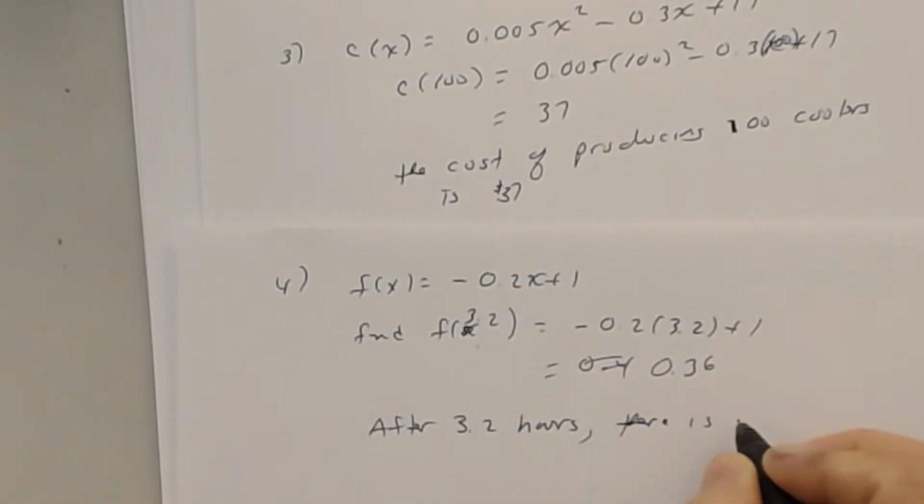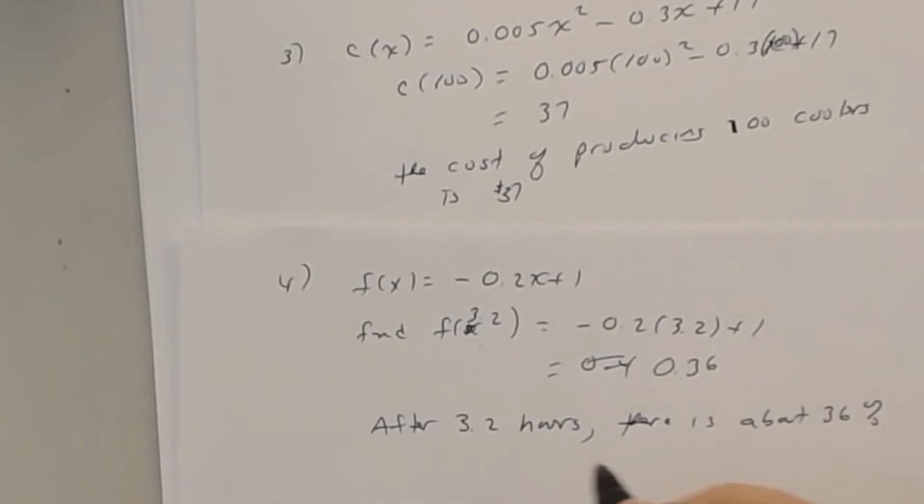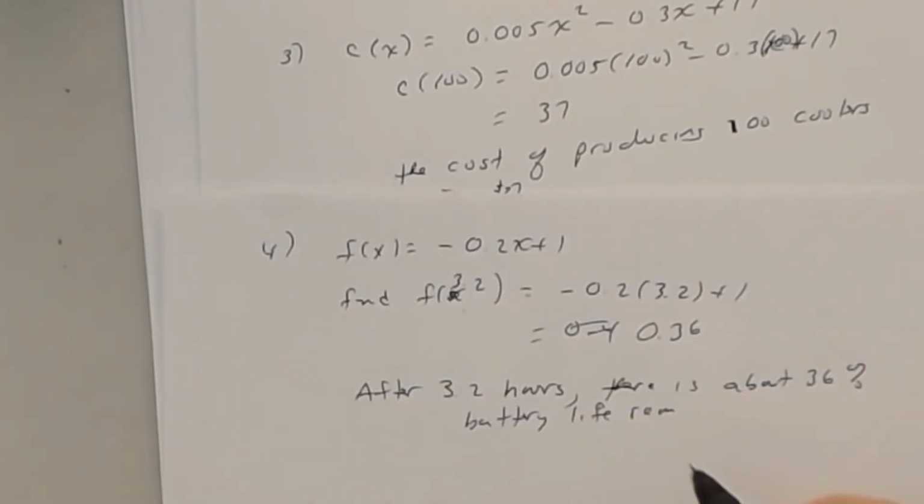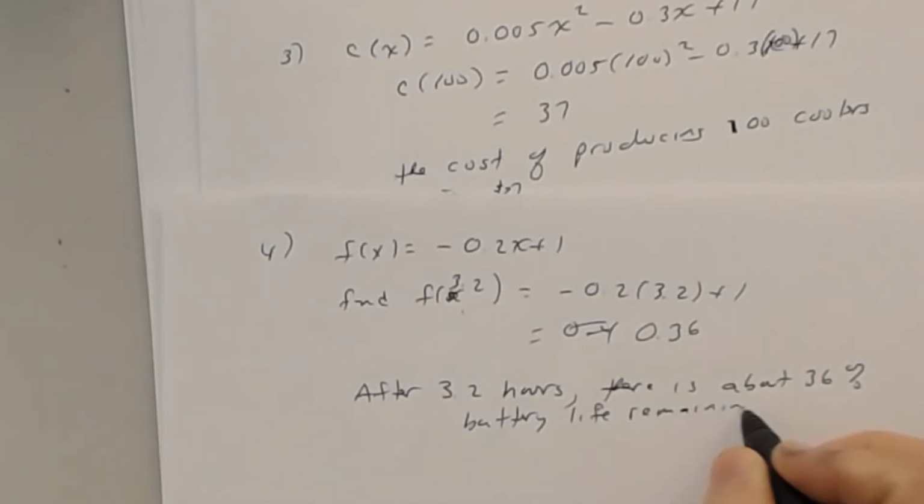Okay, so after 3.2 hours, there is about 36% battery life remaining. That's what that means. So no, it's not 0.36%. Remember, in the previous course you learned how to convert a decimal to a percent. You move the decimal point 2 places to the right. So 0.36 is 36%.